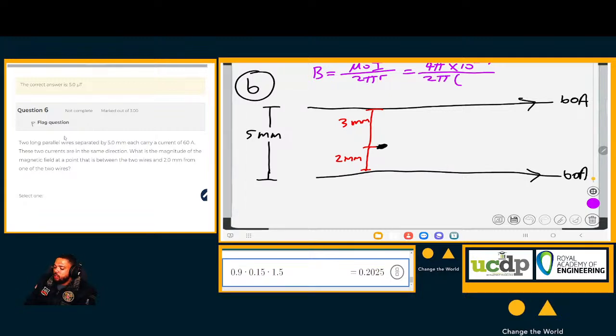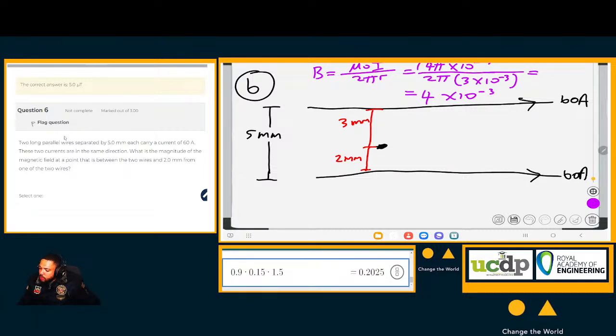Okay, so how far is it from this point? It's 3 millimeters, which is 3 times 10 to the negative 3. So that's your first magnetic field, 3 millimeters away. And that is roughly, according to my math, should be about 4 times 10 to the negative 3, if I'm correct.